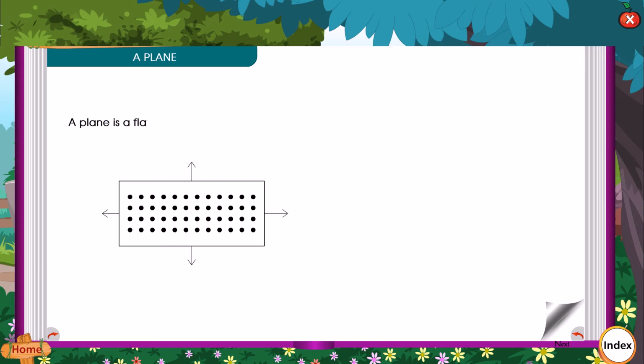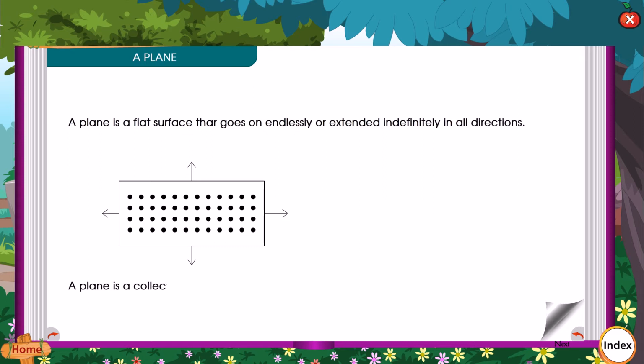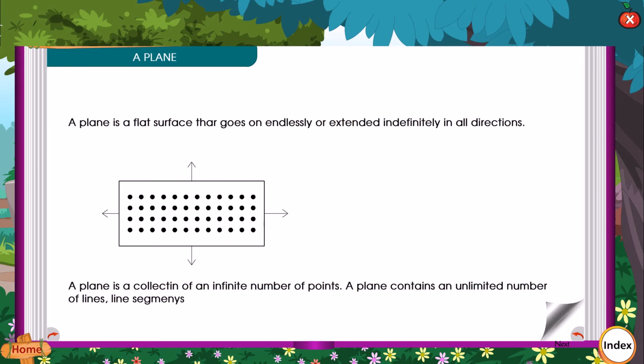A plane. A plane is a flat surface that goes on endlessly or extended indefinitely in all directions. A plane is a collection of an infinite number of points. A plane contains an unlimited number of lines, line segments, and rays.